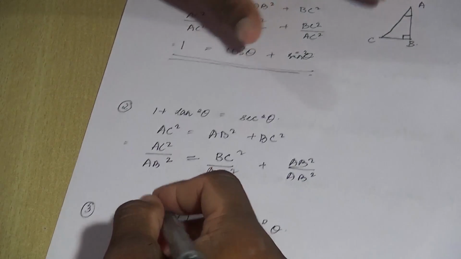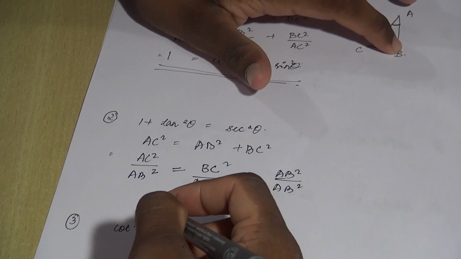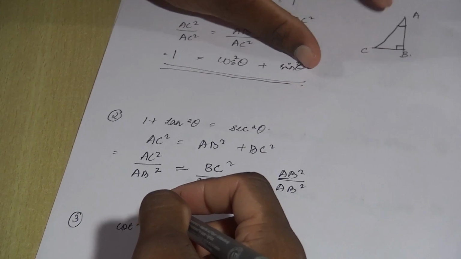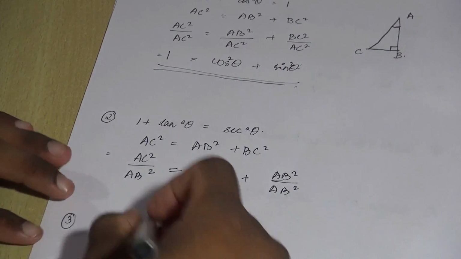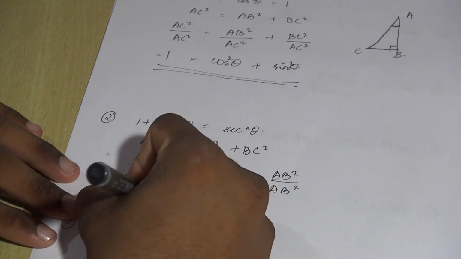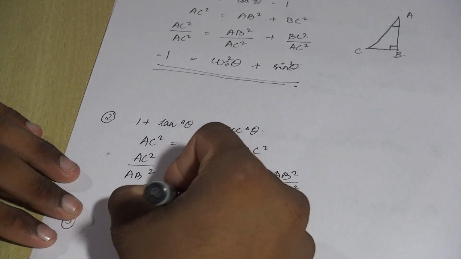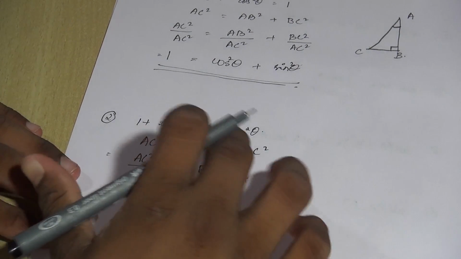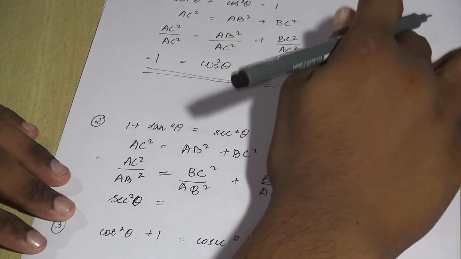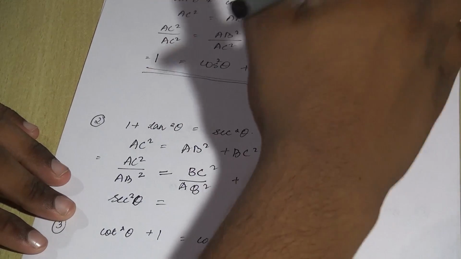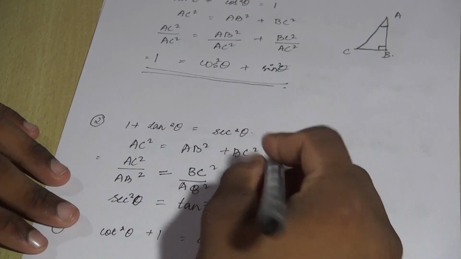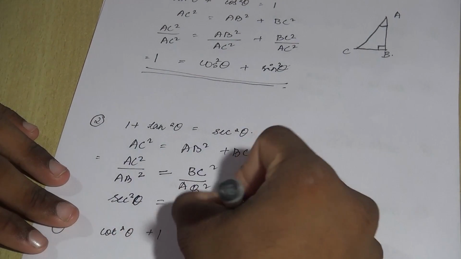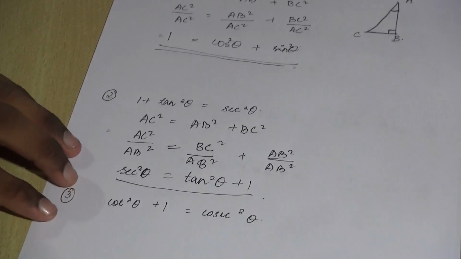Now AC squared by AB squared is hypotenuse by adjacent, which is secant square theta. So you get secant square theta is equal to BC squared by AB squared. BC squared by AB squared is opposite by adjacent, which is tan theta, and since it's squared here, it's tan square theta. AB squared by AB squared will be 1. So you derive the second one.